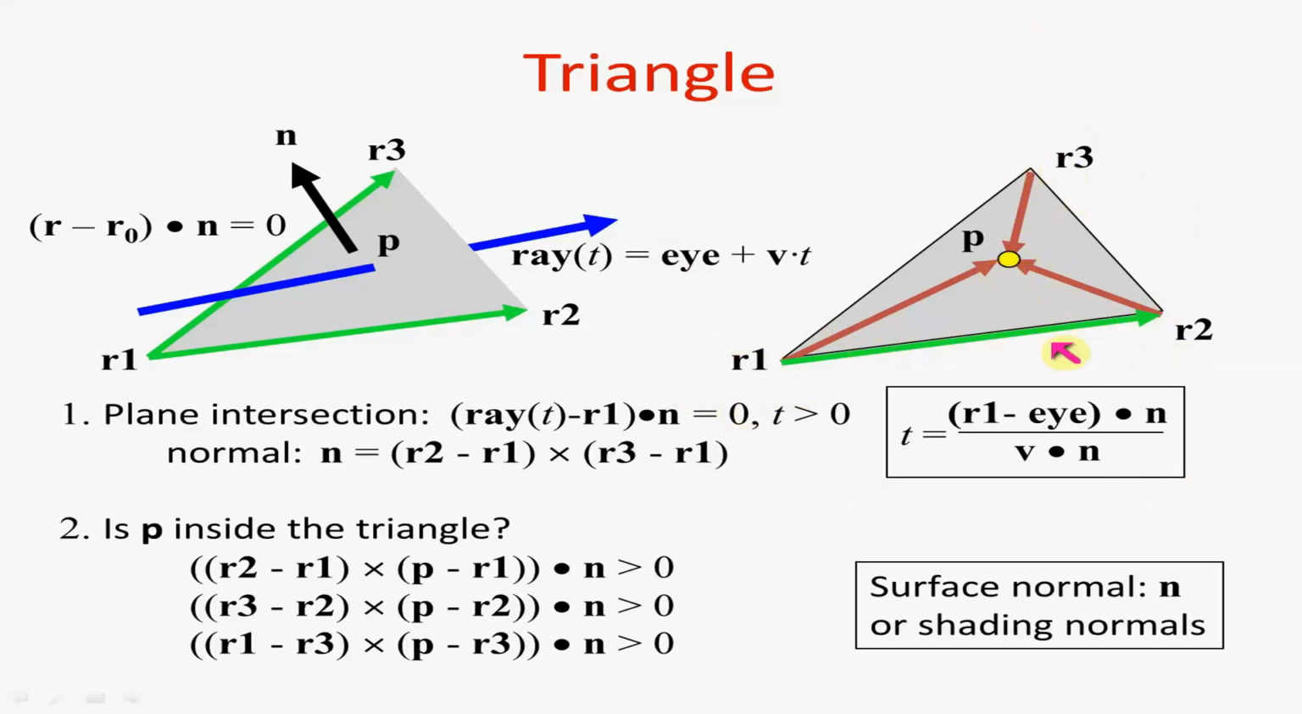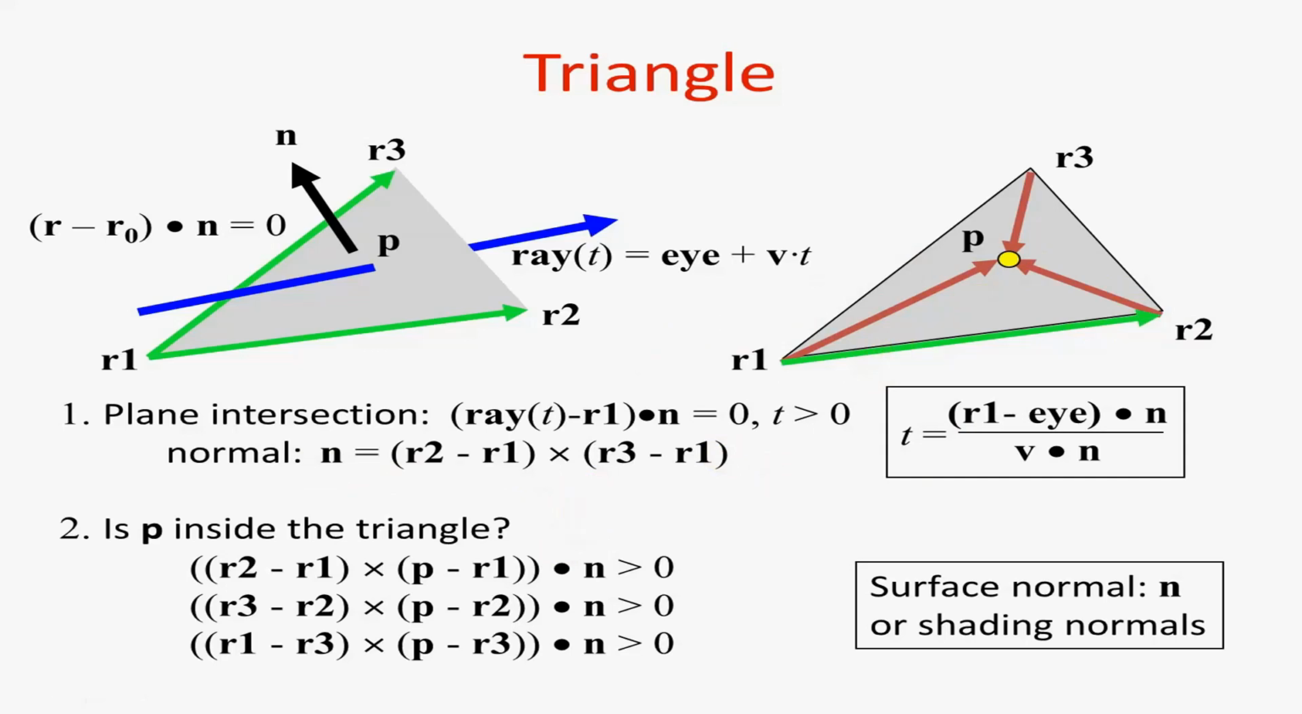Points on the left or on the right with respect to edge R1 to R2 can be separated using the properties of the cross product. Assuming that we look at the plane from above, this cross product (R2 minus R1) cross (P minus R1) will point towards us if P is on the left-hand side of this edge. As n, the normal vector, also points towards us, we can check whether the two vectors have the same direction by computing their dot product and checking if the result is positive.